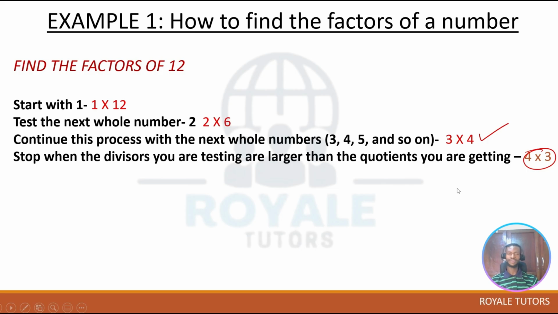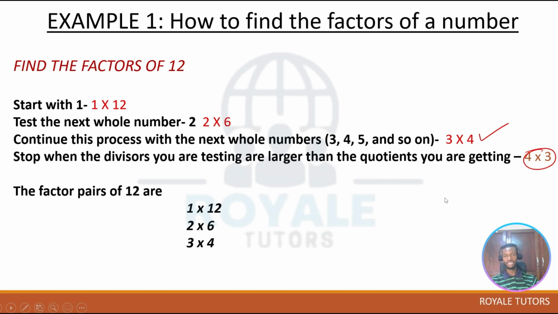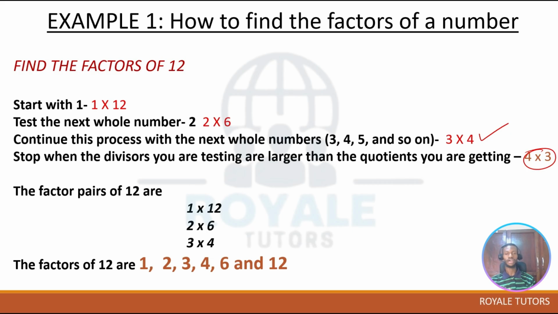So let's list out our factor pairs now. The factor pairs of 12 are 1 times 12, 2 times 6, and 3 times 4. So let's list out our factors now. Therefore, the factors of 12 are 1, 2, 3, 4, 6, and 12. As you can see, they are generated from the factor pairs.